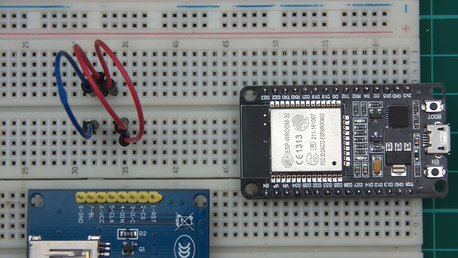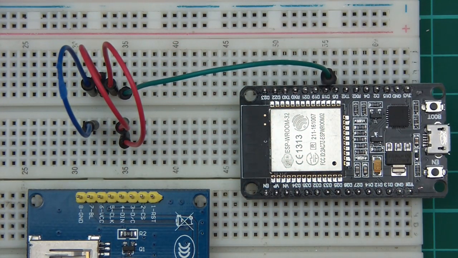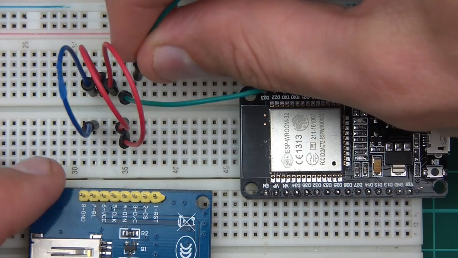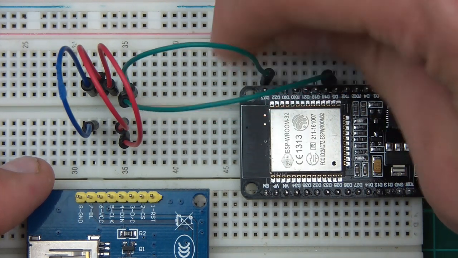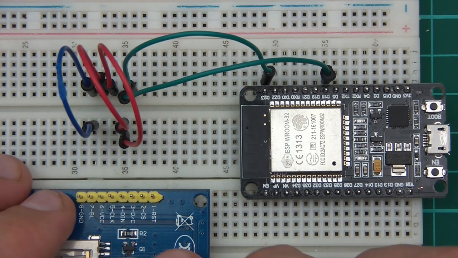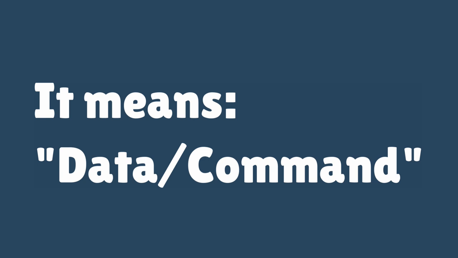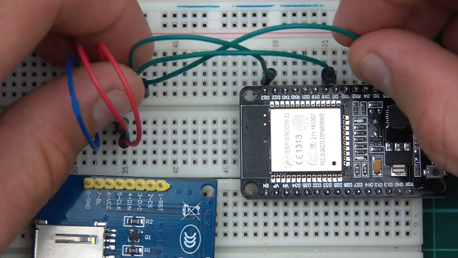Then clock. Clock on the ESP32 is D18, so that's over here. Then the next pin is data in, which is MOSI, master out slave in. So on the ESP that is D23, which is that one. Then the next pin is DC. I don't actually know what DC stands for, but regardless, DC goes to the ESP pin D2.